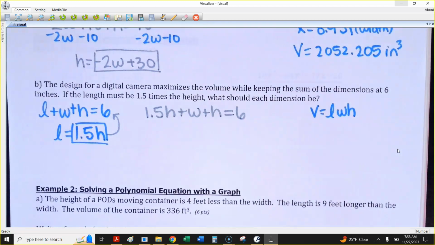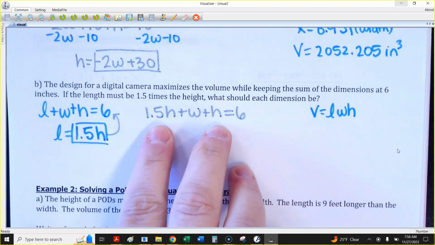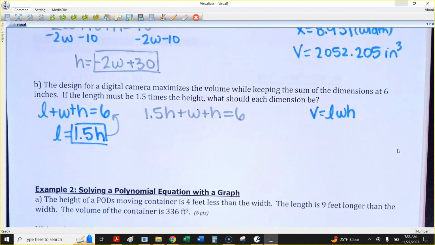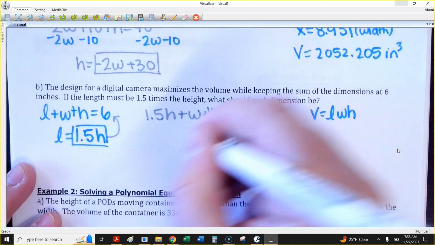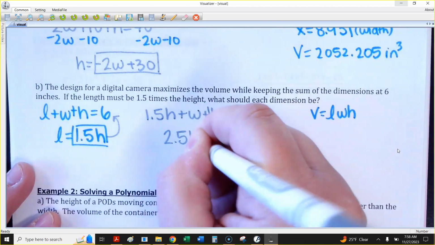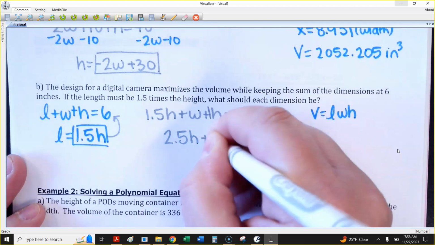All right, if I combine my like terms, how many H's would you have? Like what would you put in front of the H on the left side of that equation? So I have 1.5 plus another one. So what would you write in front of it? Yes, thank you. It's just a little one, so you don't have to change it to a fraction or anything, just 2.5 times the height plus the width would have to equal 6.